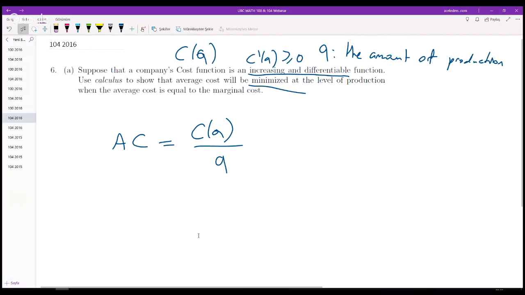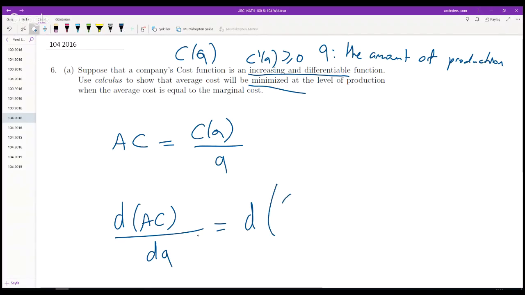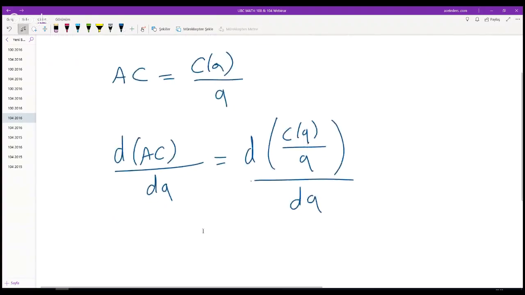What do we do for all functions? We just find the candidate points, we just take the derivative. So take the derivative of average cost with respect to Q. Which means take the derivative of total cost over Q with respect to Q. As you can see, now we have a derivative.